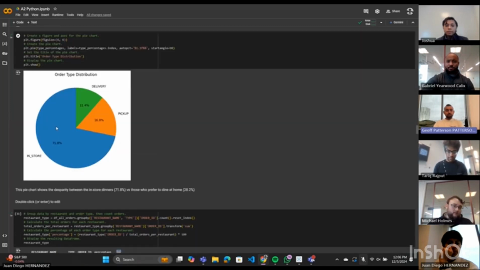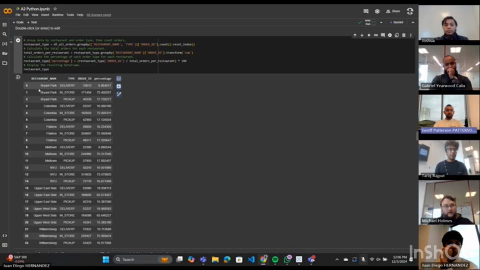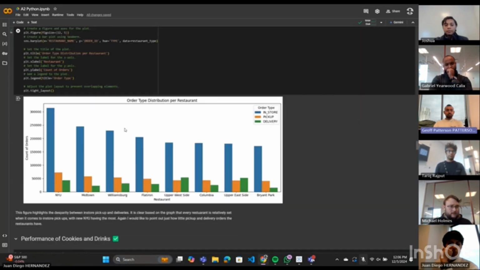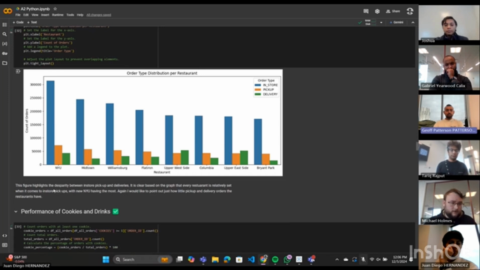And we see that deliveries account for about 11%, pickups 17%, and in-store diners take about 72%. Now that we have that, let's take the above pie chart and break it down by each restaurant itself. And we generate this bar chart.